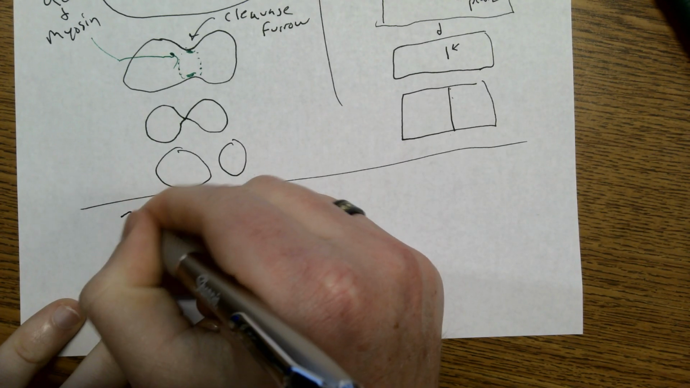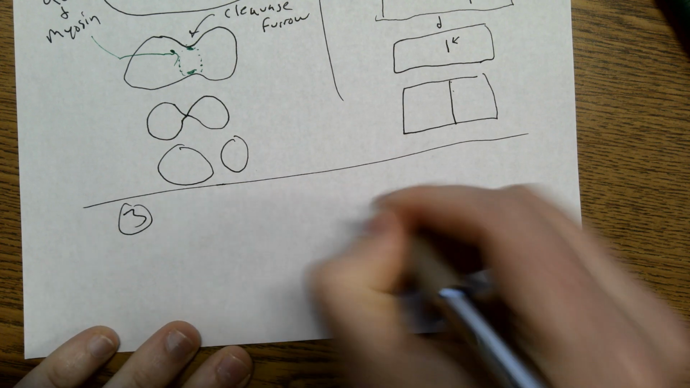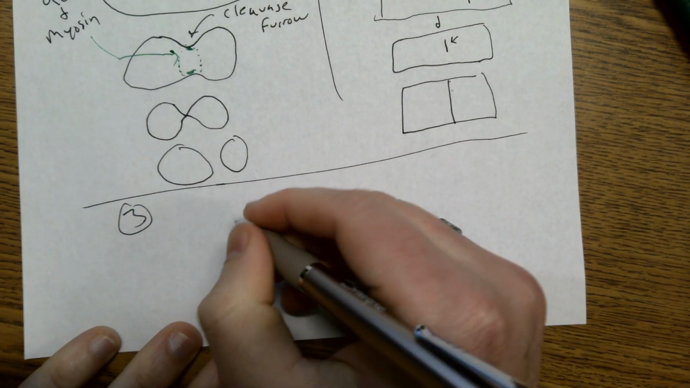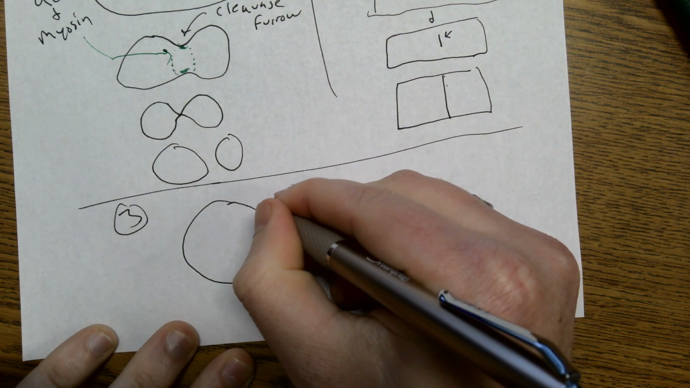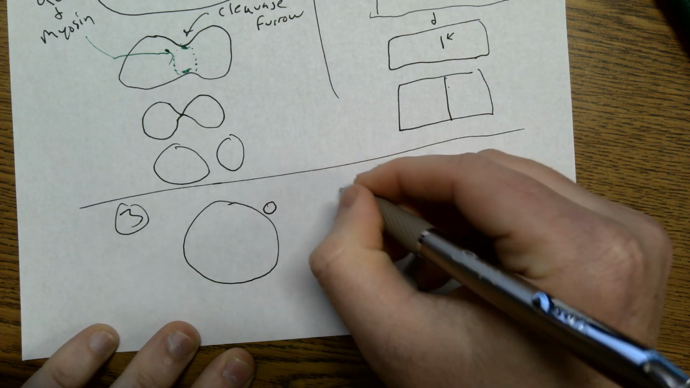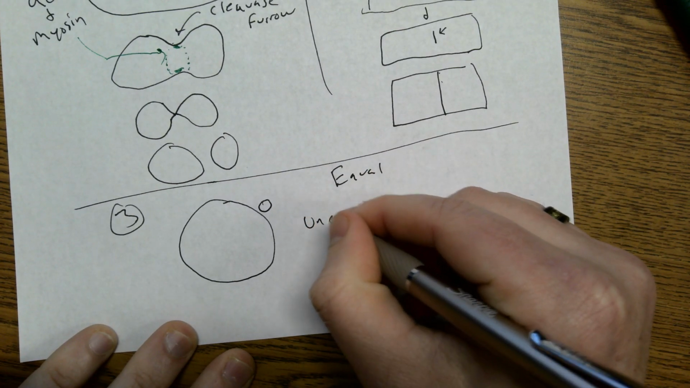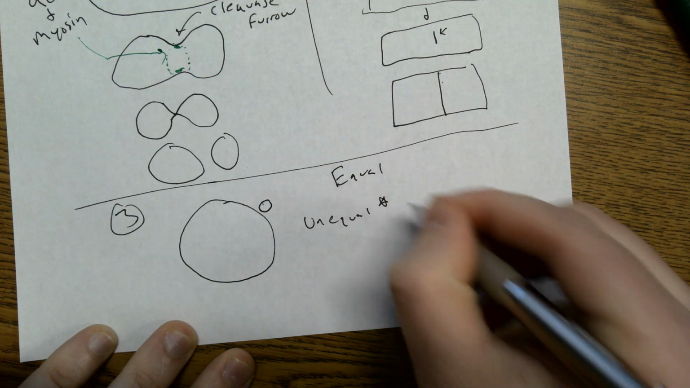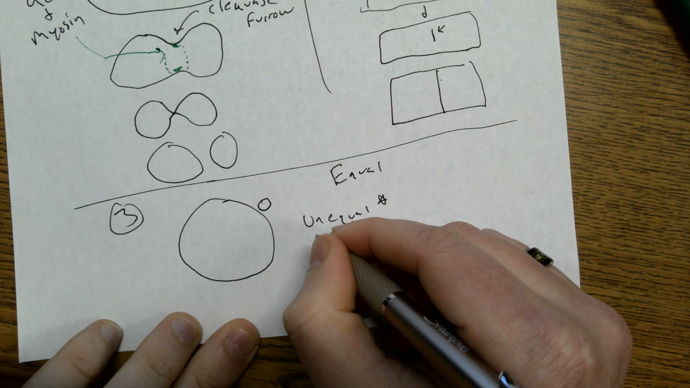Alright, standard 3. In standard 3, what we have is that not all cells divide equally. Sometimes one gets most of the cytoplasm, and the other one just gets a little bit of the cytoplasm. Most cells divide equally, but in some, it's unequal. Those are our exceptions.